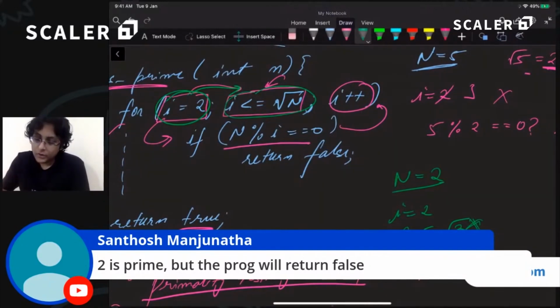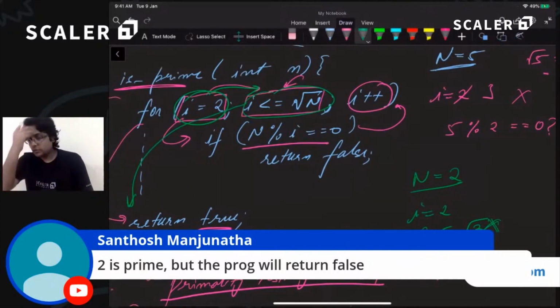This is not true, so it will directly jump outside the loop. It will not go in the loop, and we will return true. So even for 2, we will return true. Is that clear, Santosh?